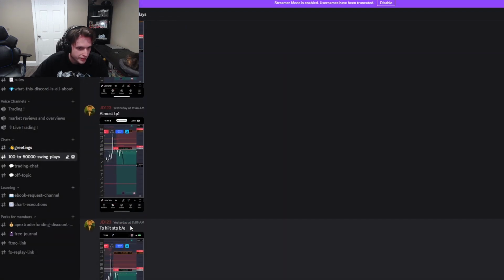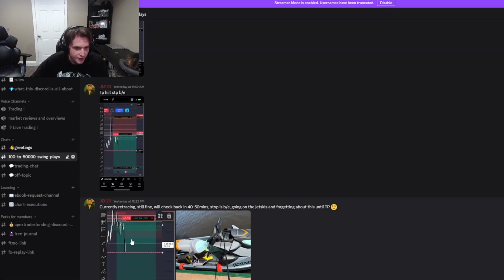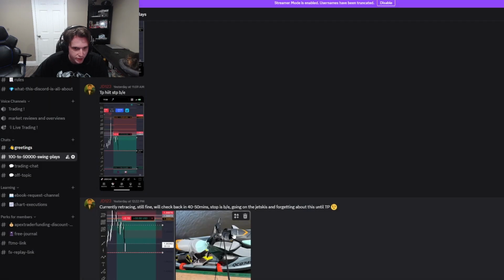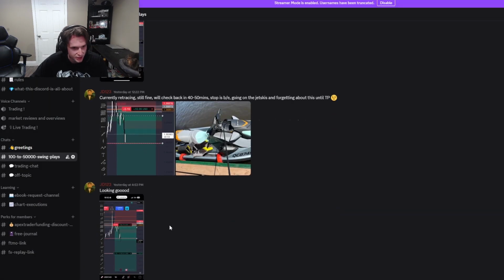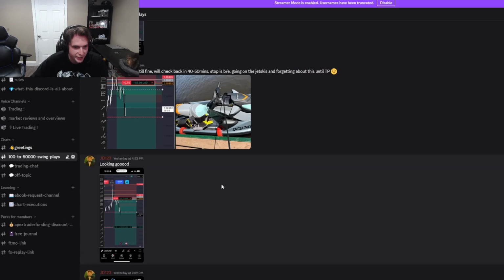I wrote almost TP1, TP hit, stop loss BE right here. Currently retracing. The stop is BE at this point. We're retracing. I was going on to C2. I was going to forget about this trade and just come back. Started to look really good. We passed TP1 here, like way past it.